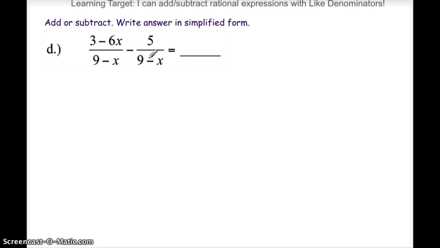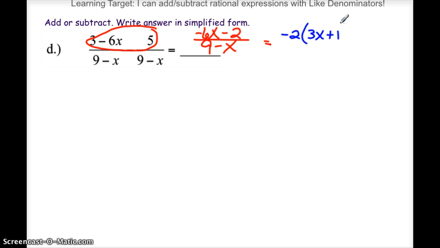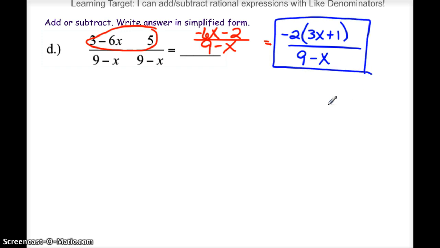Here's a subtraction. Again, they're the same on the bottom, so that's always a good thing. 9 minus x. So I'm just going to subtract like things on the top. I've got a negative 6x, and then I've got a 3 minus a 5, so that would be a negative 2. Okay, so if I think about factoring, since they're both negative, I think I'm going to take out a negative 2. So I'd have 3x plus a 1 left over 9 minus x. But still, I couldn't do any more canceling, so I would stop there. But it's always good to check.